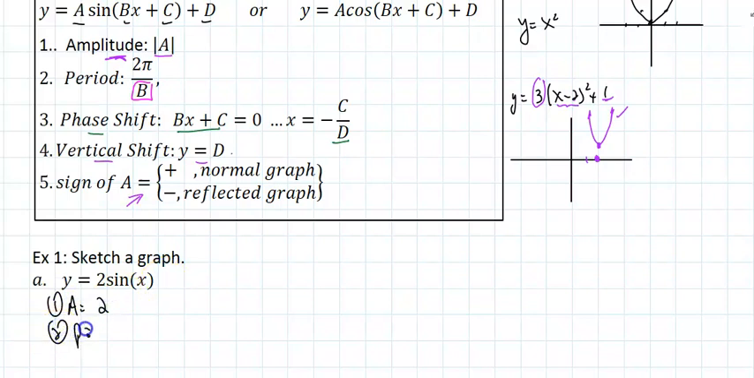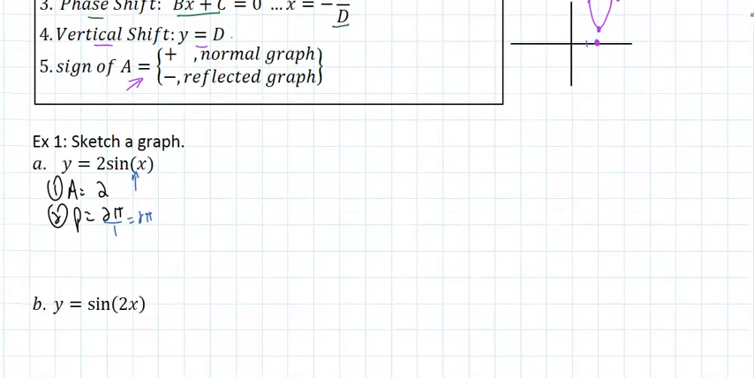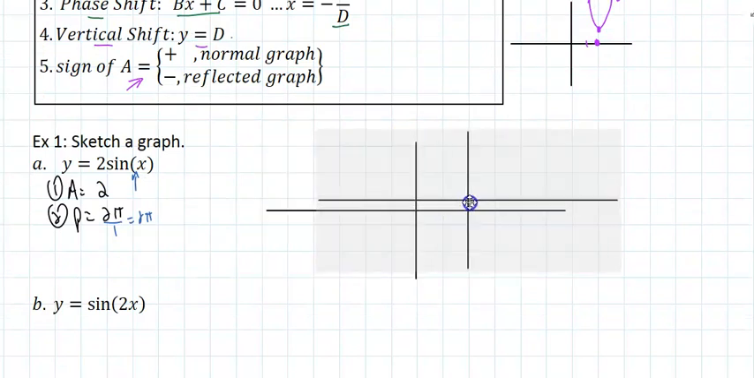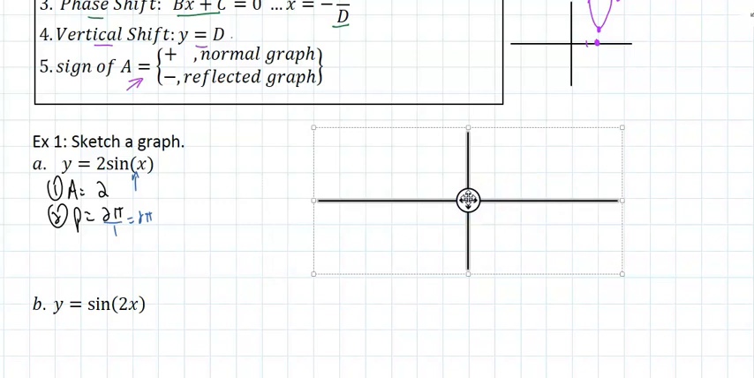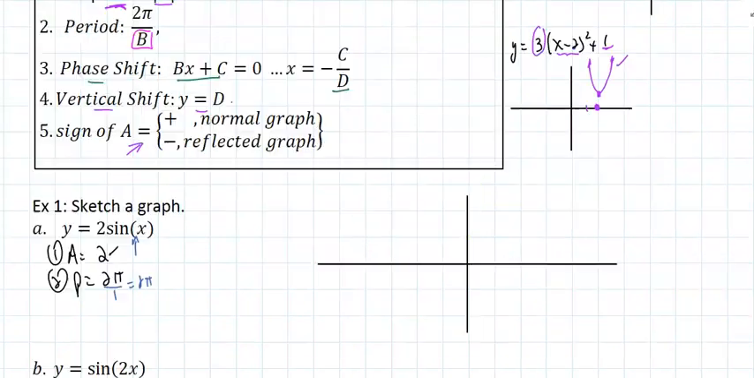The period is always 2 pi divided by the number in front of x. Well, there's nothing in front of x, so it's 2 pi. So the way it's going to work, I'll get my grid. Remember, I could scale this any way I want. So I'm going to always scale 4 pieces.